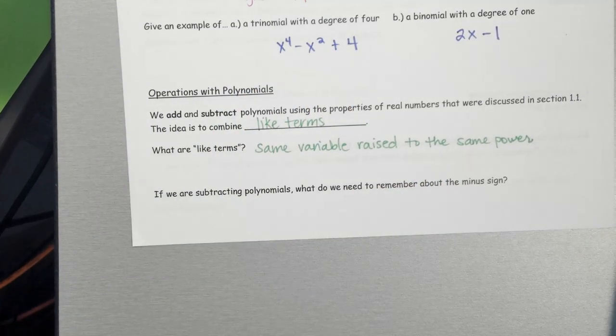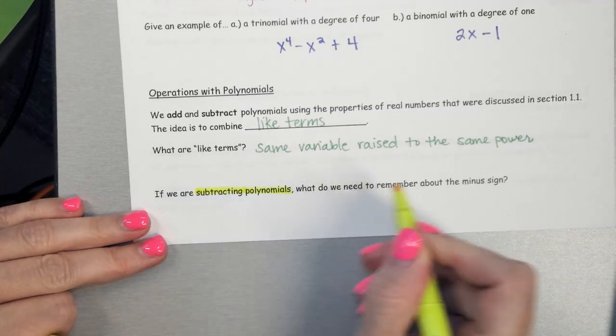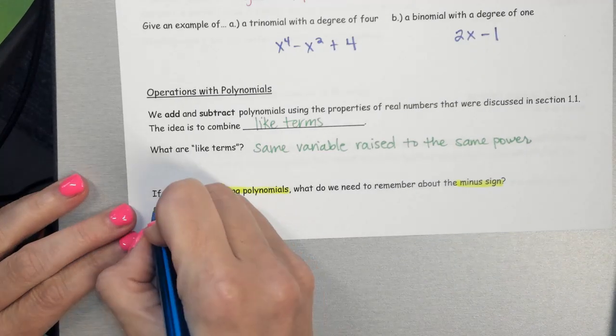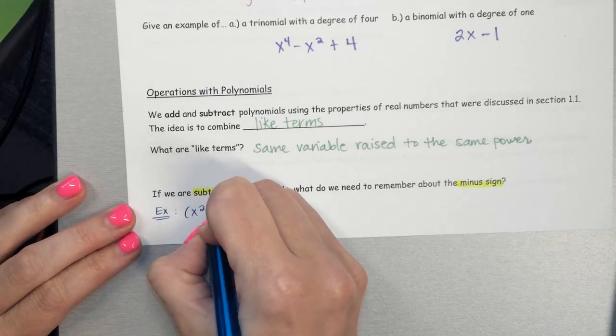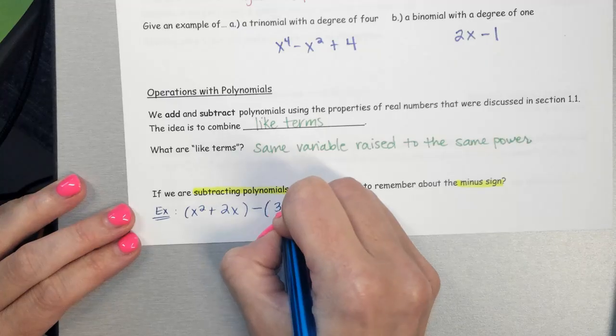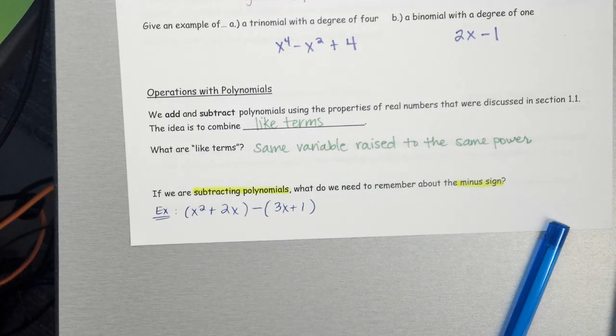Okay, the next one says, if we're subtracting polynomials, what do we need to remember about the minus sign? So that would be if you have a problem like this. X squared plus 2x minus 3x plus 1. Okay, so go ahead and try that.